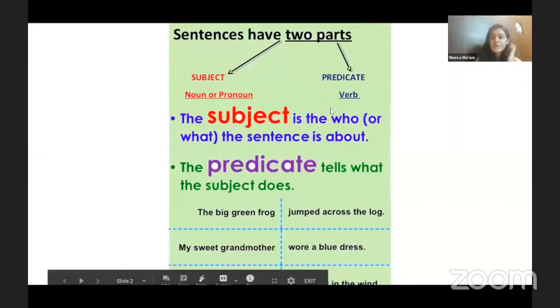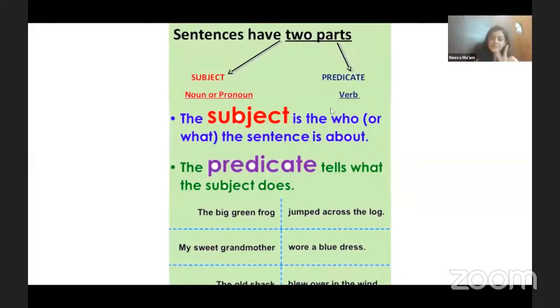All right, great. So now we're going to understand some grammar concepts before we go on to playing another grammar quiz. Yes, we're going to play another quiz, and quizzes are so much fun, right? Especially the power up part. That's my favorite. So we're studying subject and predicate today. A sentence has two different parts: the subject and the predicate. The subject is the who or what the sentence is about, whereas the predicate tells what the subject does.